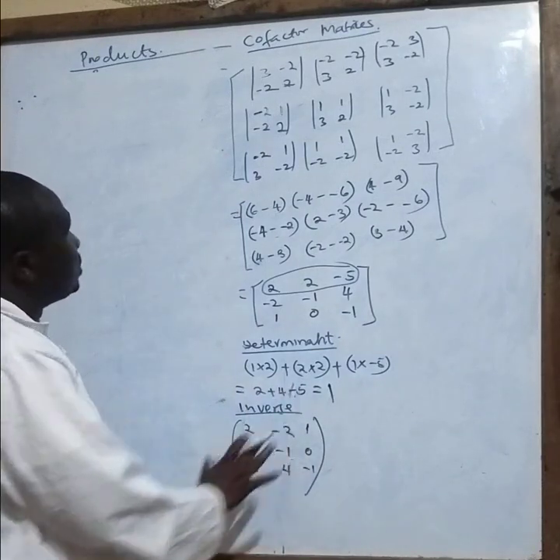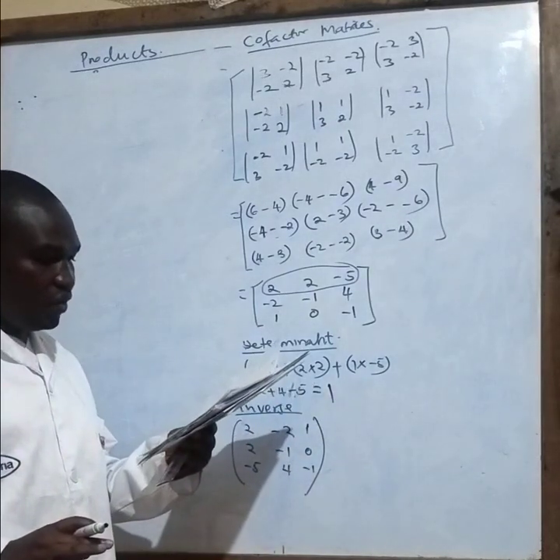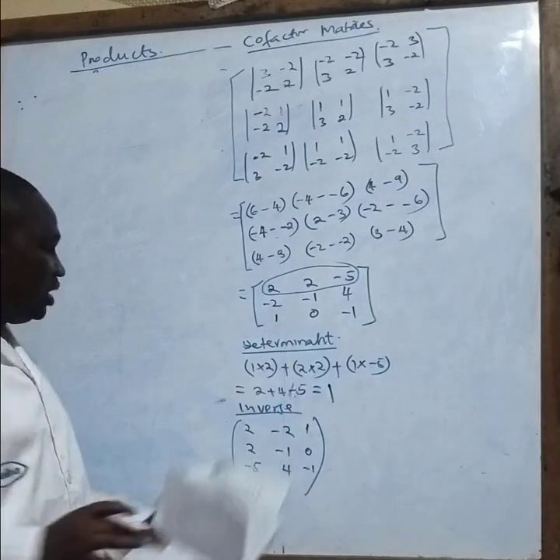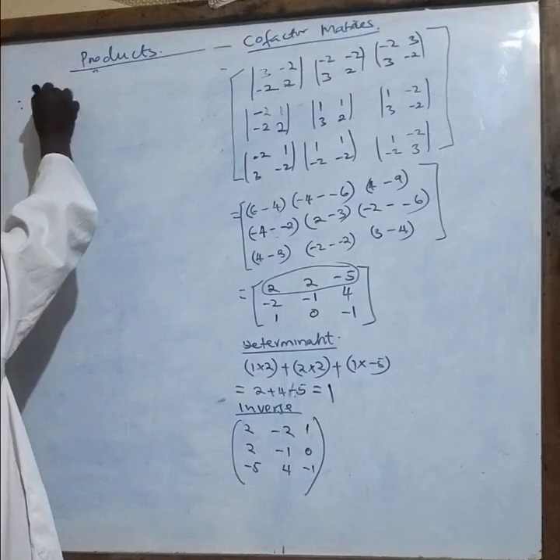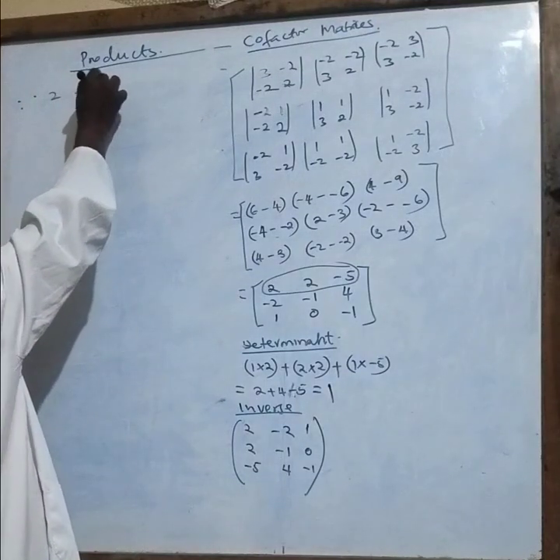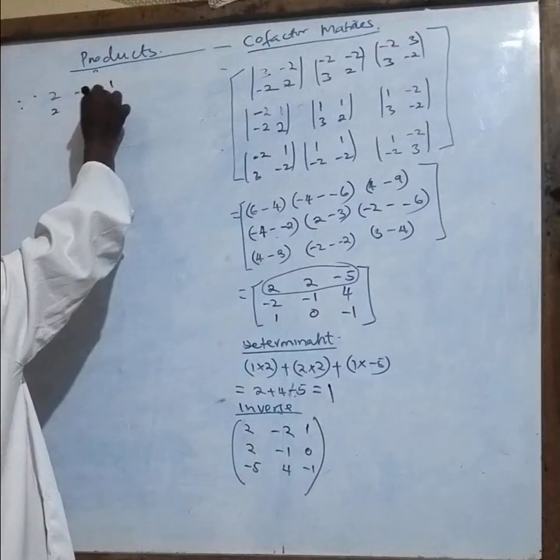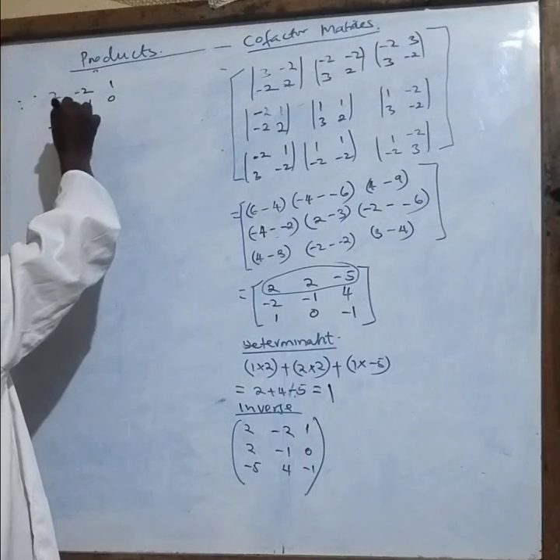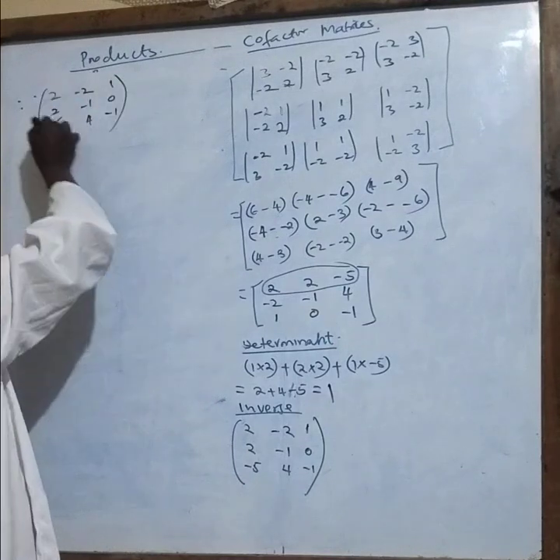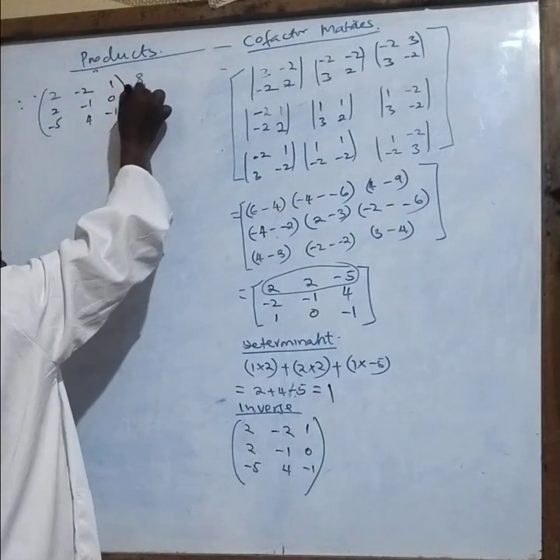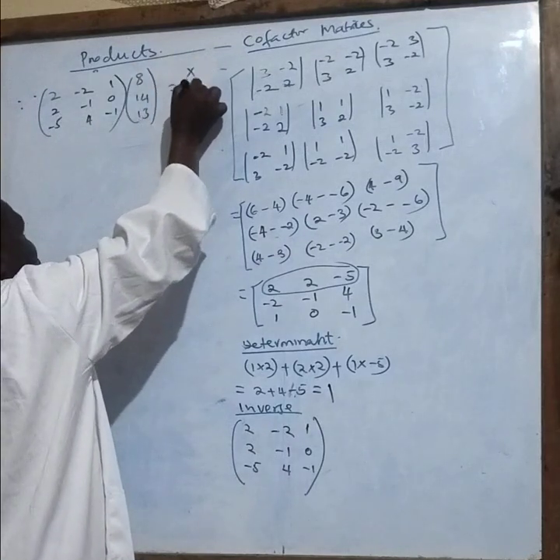The answers for the first one, how much were they from the question? From the question we were given 8, 14, and 13. So therefore I take this: 2, negative 2, 1, 2, negative 1, 0, negative 5, 4, negative 1. You multiply by the answers, which were 8, 14, and 13. Your answer should be x, y, and z.